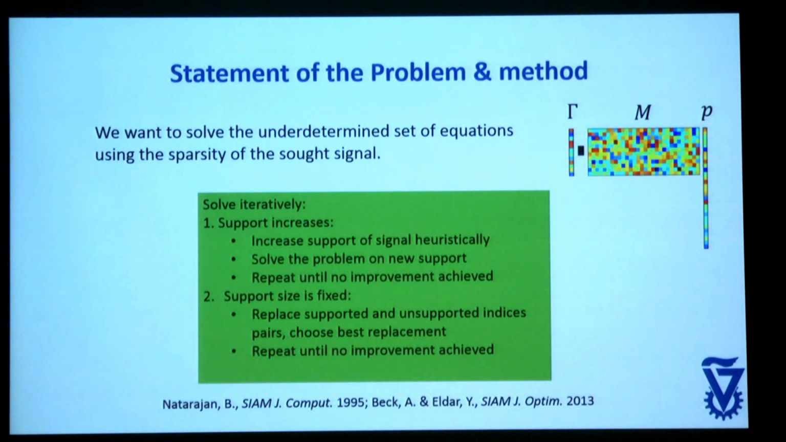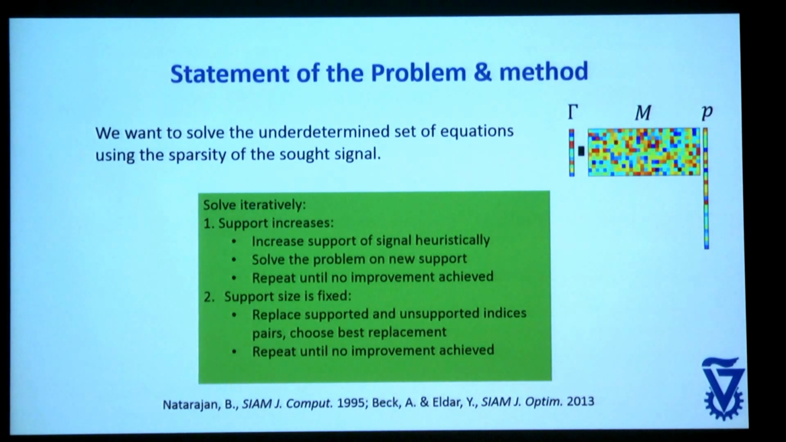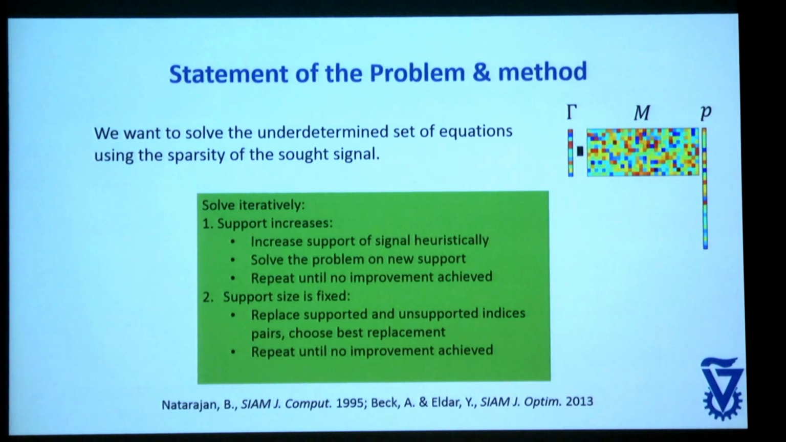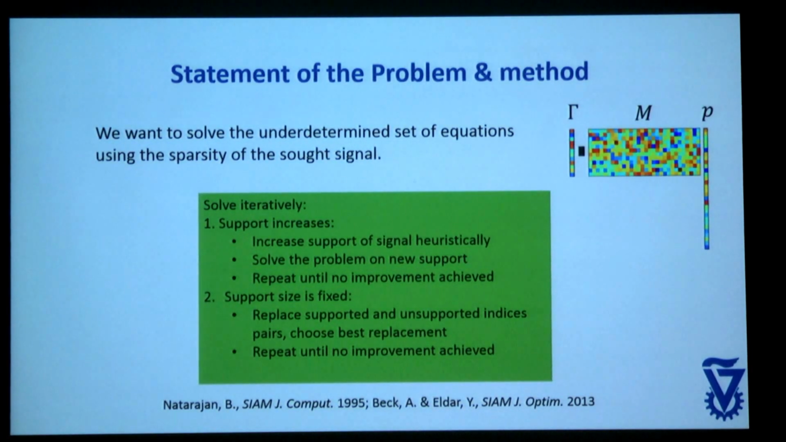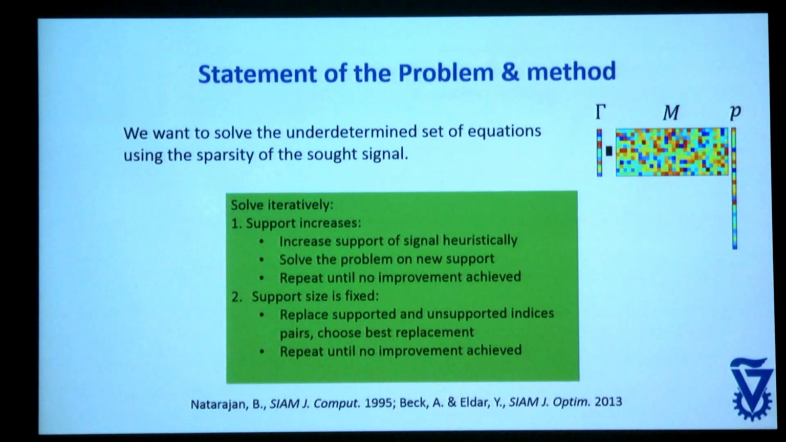And we have an iterative solution to our problem, which stems from ideas found in these 2 papers, where we have an iterative solution with 2 stages. At the first, we increase the support of our signal, and we try to solve our problem on the new support that grows. And once we can't improve this further, we keep the size of the support constant, but we try to change the support itself. And this is what brings us the following results.